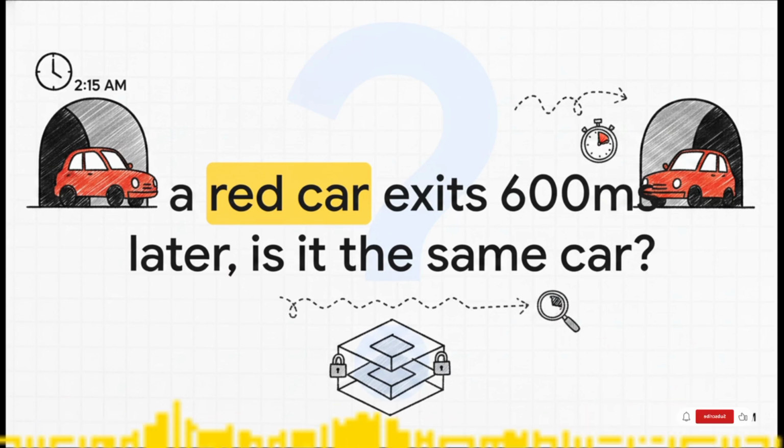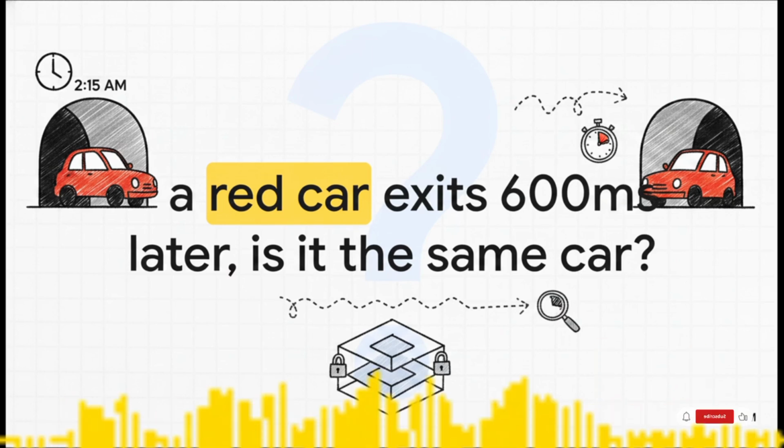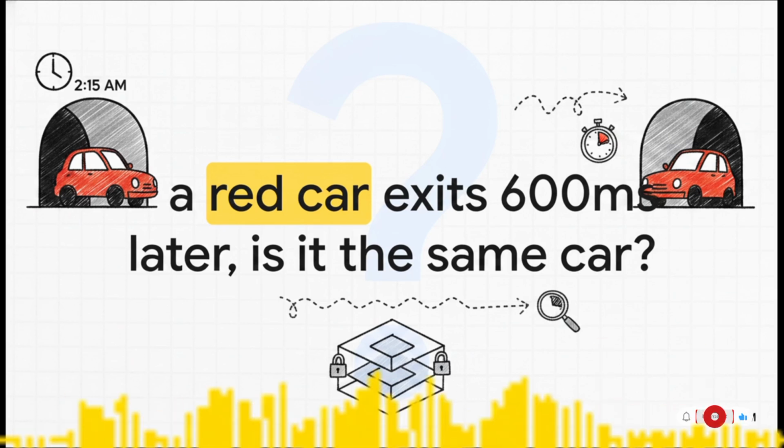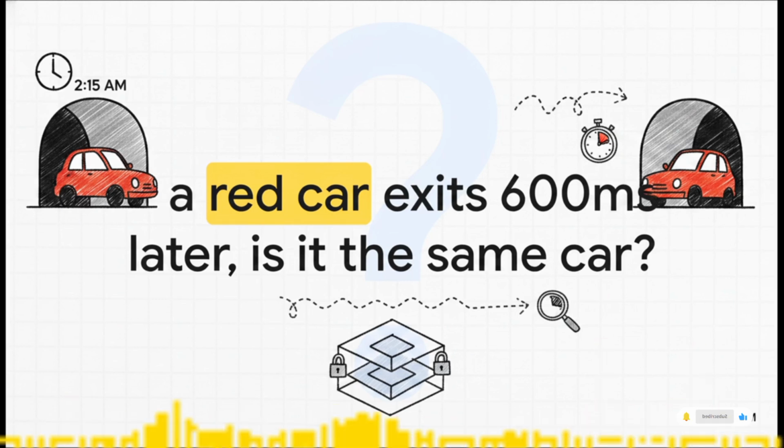If a red car enters a tunnel at 2:15 a.m., and then a red car of the exact same size exits the other side exactly 600 milliseconds later, is it the same car? Probably, right? This red car analogy perfectly explains how investigators use timing and volume data.